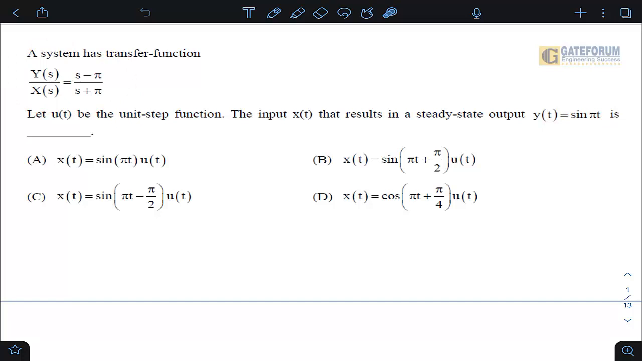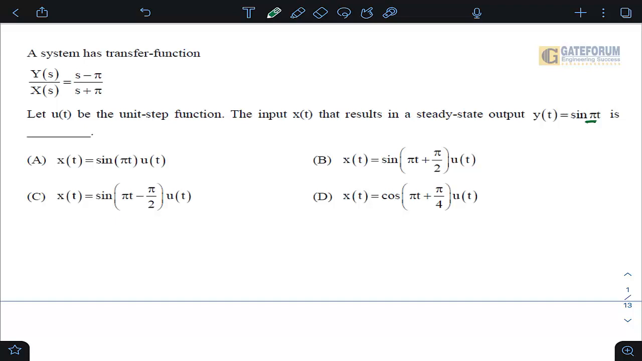So let us first find the transfer function magnitude and phase at the input frequency, and we know the input frequency is the same as the output frequency. Because the output frequency is pi here, you can see in all the options the frequency is pi. Nowhere is it something else. It has to be pi because it's an LTI system. By default we assume that.